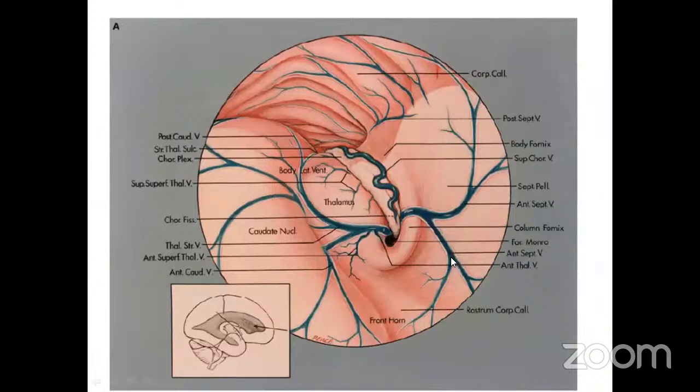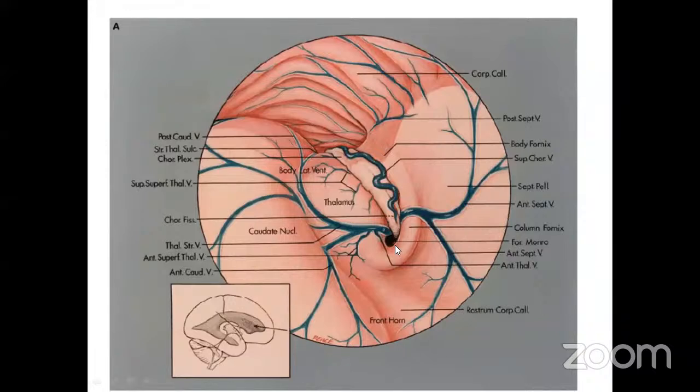So now discussing more specifically about the ventricular veins. In this diagram, this is the anterior view, and this is the inside. The arrow is showing the frontal horn and body of the lateral ventricle. This is the anterior view.